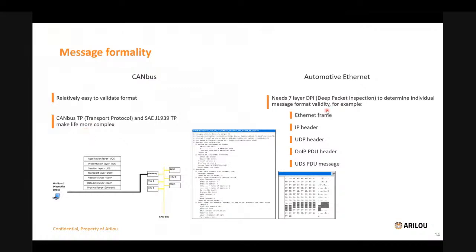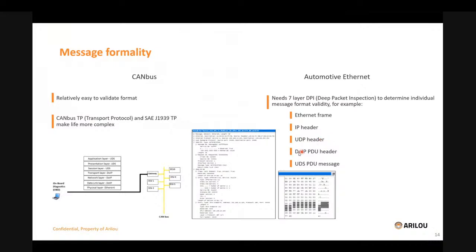On the Ethernet, more or less, it's a nightmare. So we need to do deep packet inspection, go all 7 layers up and see that the format is okay. So we need to analyze the Ethernet frame. That means a legal MAC destination, legal MAC source, and an ether type which is in line. The IP header should be in the right format. So the time to live should be normal, the version should be in the right place, and the IP addresses should be okay.